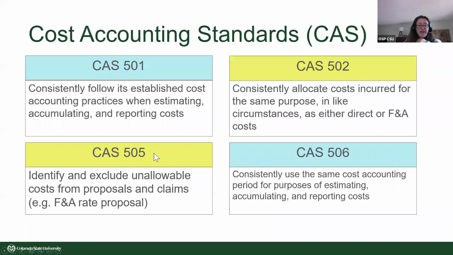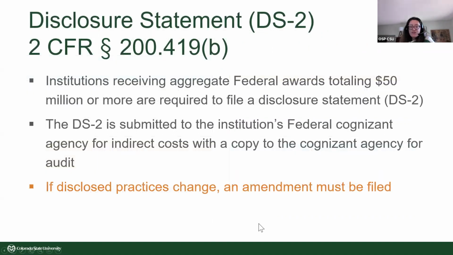505 says we have to identify and exclude unallowable costs. We should be looking at it at the proposal stage, and we have to make sure that we're not letting those costs hit our awards. And then 506, consistently use the same cost accounting period. That's basically saying we have to establish our fiscal year. The government's fiscal year starts October 1. Many institutions of higher education, particularly public institutions, use July 1 as the start of their fiscal year. 506 is just saying you have to establish that period. And that's it on those cost accounting standards.